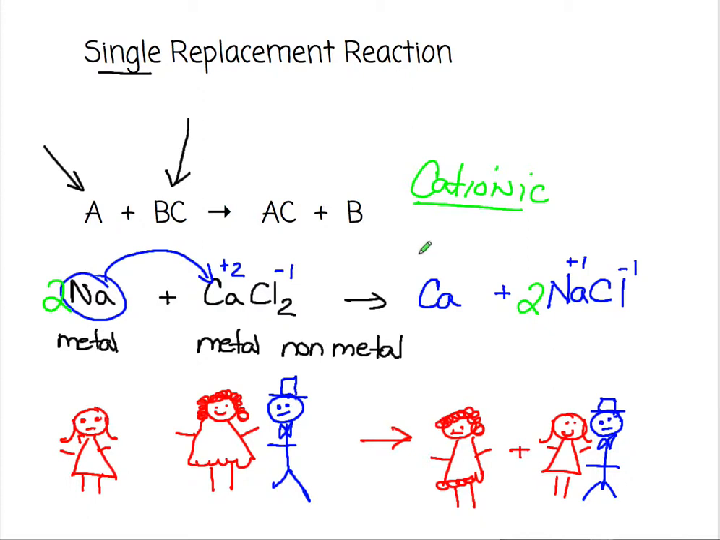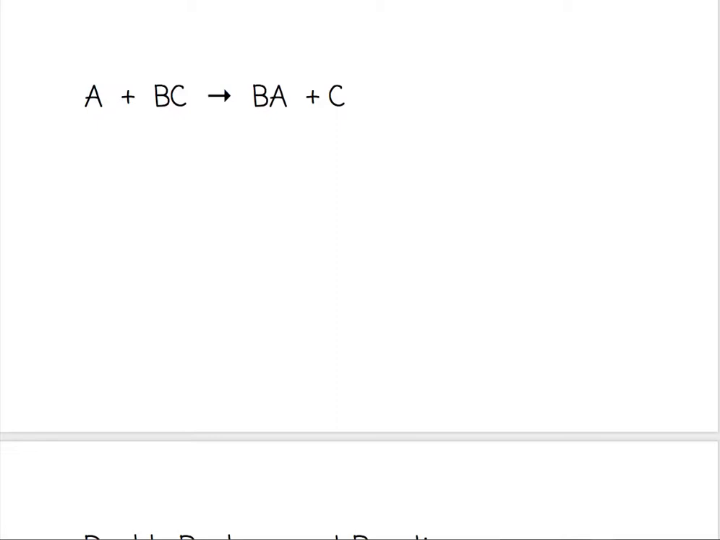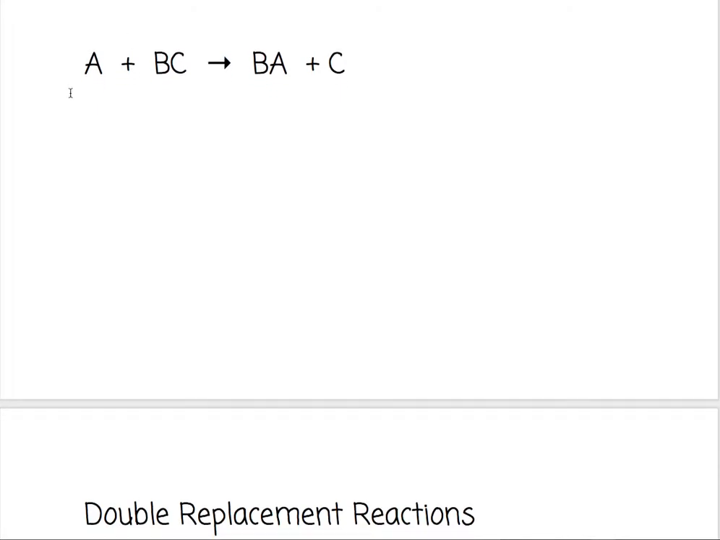Now, the thing is, this could just as easily have been a non-metal replacing a non-metal. I have to erase this, so if you need to go back and look at it, scroll back on the tape. It's the beauty of the video here. Okay. In this case, we have A plus BC yielding BA. Let's draw it in girls and boys so you can see it a little bit better. Okay, I'm just going to draw their heads this time.